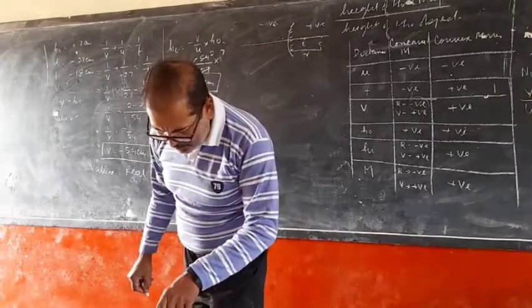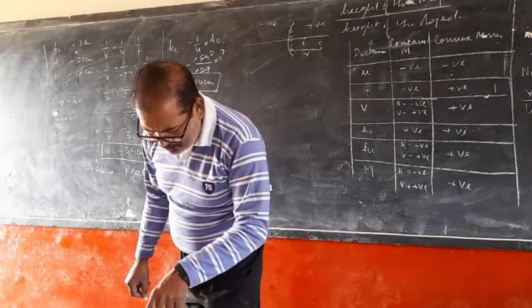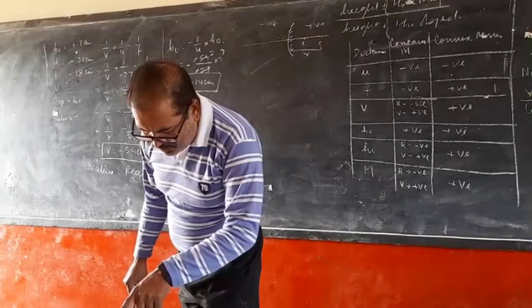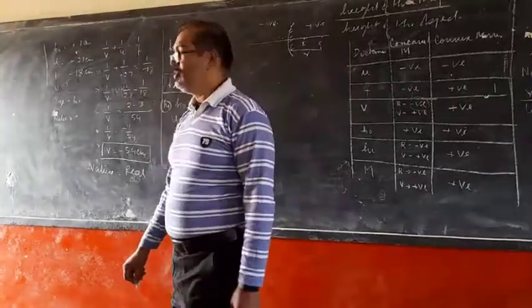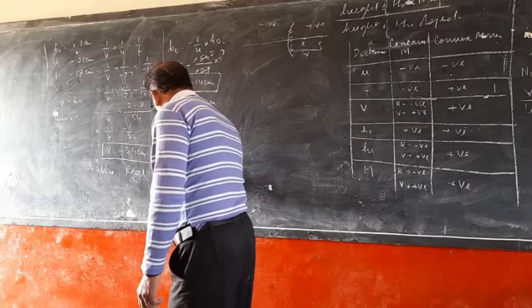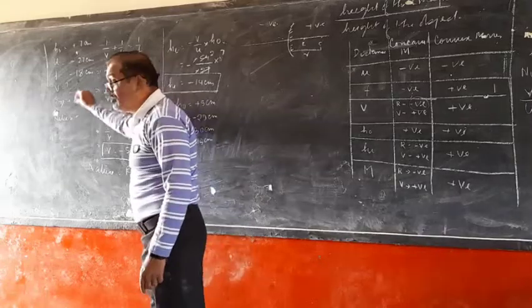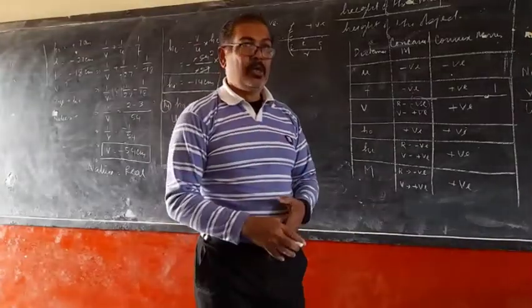Now, find the position of the image, its nature and size. Means you have to find V, size and nature. Means all these three things what we have discussed in concave mirror, the same thing you have to find out in convex mirror.